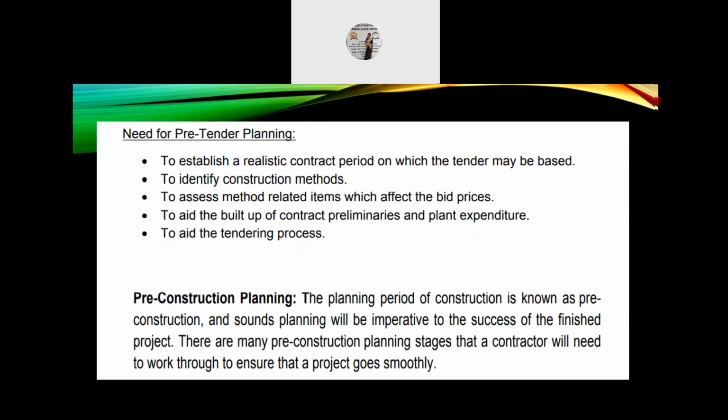Next, need for pre-tender planning. There are basically 5 points. The first one is to establish a realistic contract period on which the tender may be based. Second is to identify the construction methods. Third is to assess the method related items which affect the bid prices. Fourth is to aid the build-up of contract preliminaries and plan the expenditure required. And the last one is to aid the tendering process.